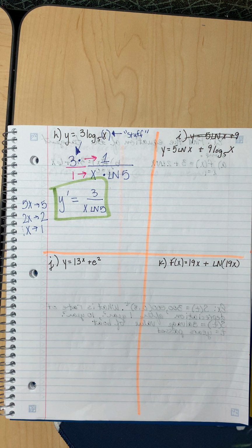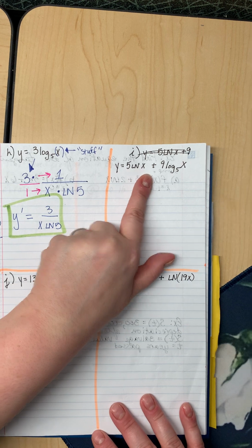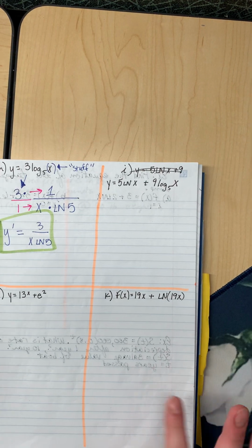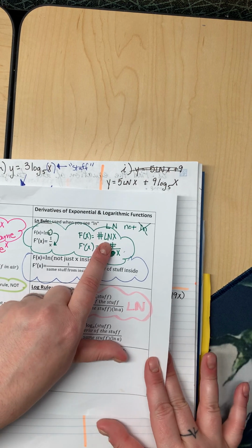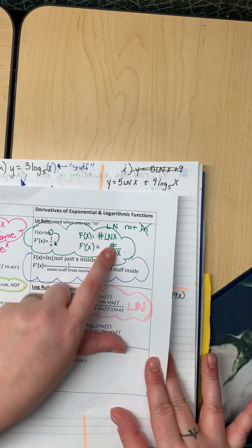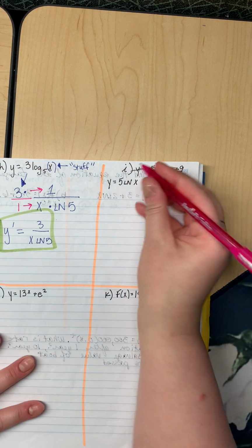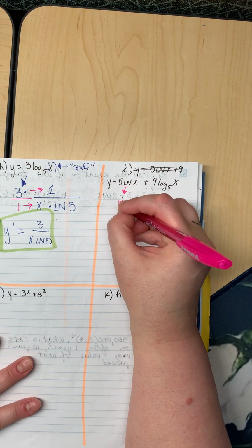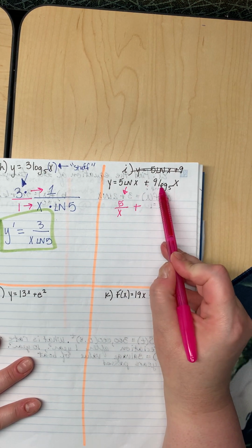Okay, let's look at part I that says y equals 5 ln x. Okay, well, let's see. For a number ln x, we kind of made like a little trick for that one. A number ln x just goes to that number over x. Okay, so this goes to 5 over x. Plus sign, because there's a plus before that 9.